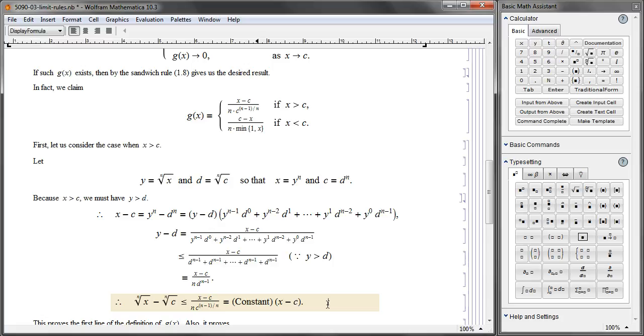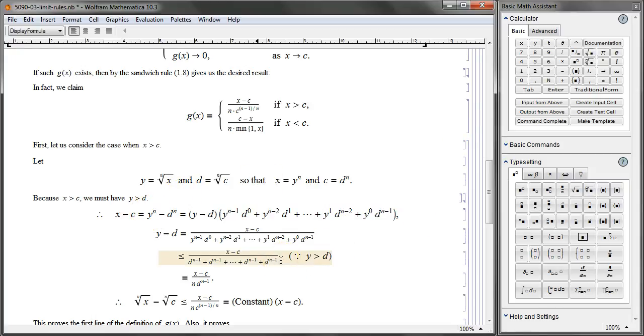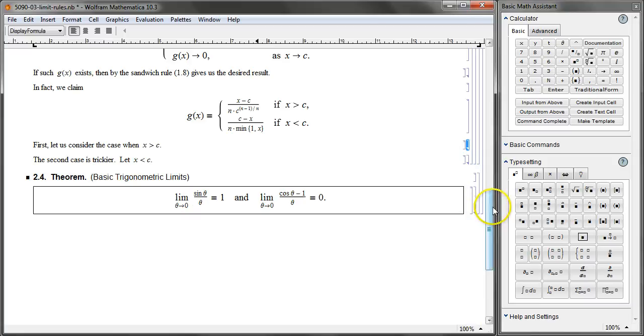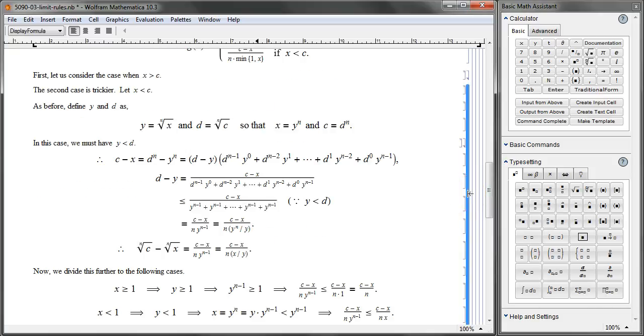Okay, one down, one more to go. So that part is done. The key idea was this factorization and this underestimation of the denominator. Okay, let's consider the other case, when x is less than c. This is harder. We begin with the same thing.